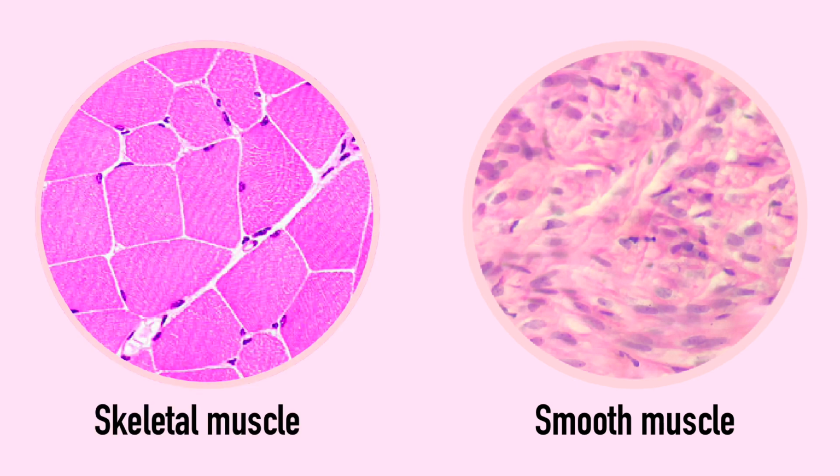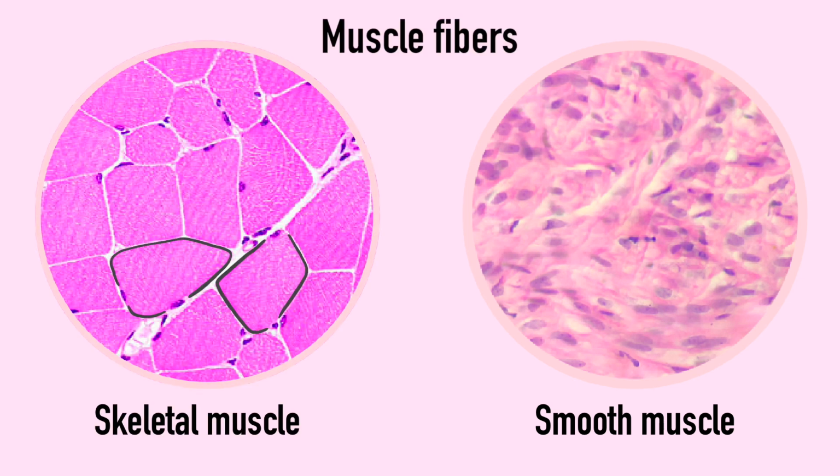Talking about the muscle organization, notice how skeletal muscle has visible connective tissue layer called endomysium that wraps around the individual muscle fibers, while smooth muscle lacks this feature.